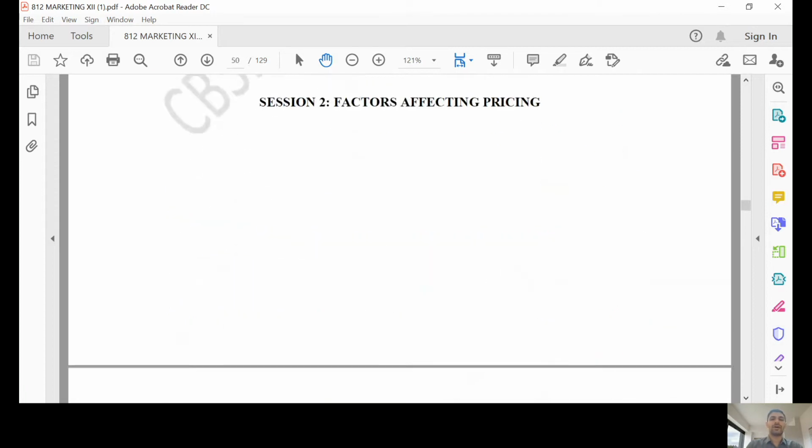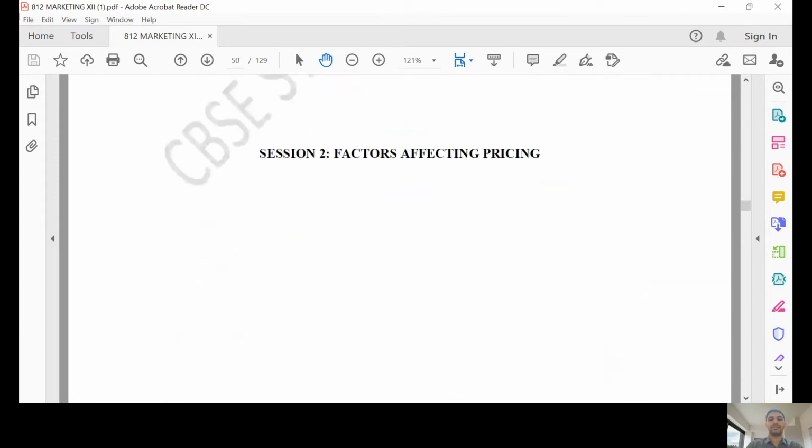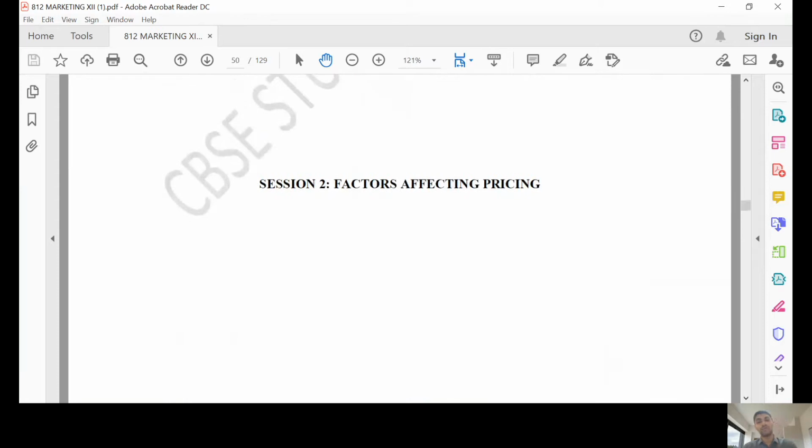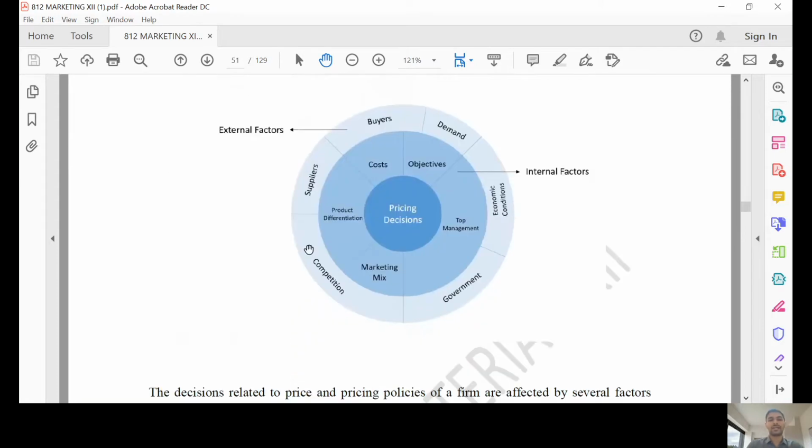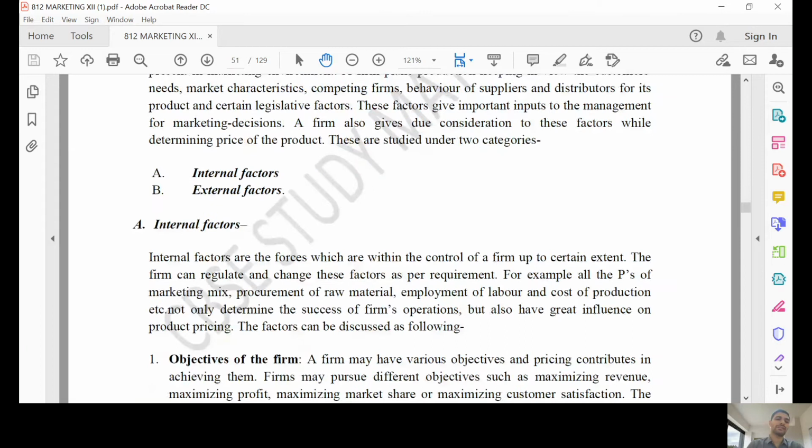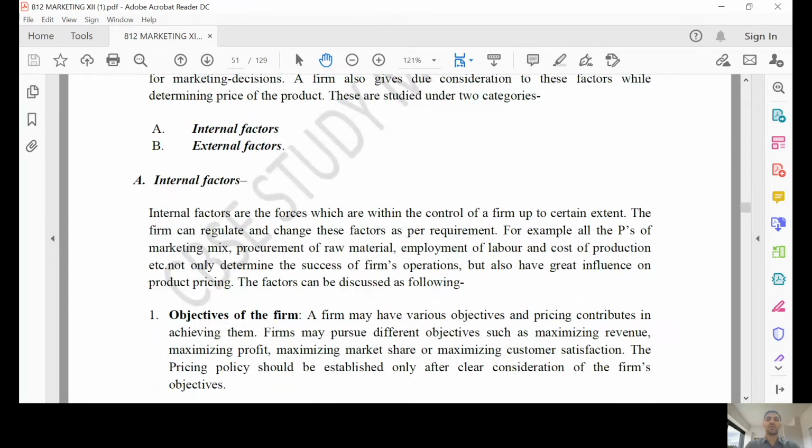Now let us study factors affecting pricing. This thing we have already discussed above. So now we are studying in detail by bifurcating the factors as internal factors as well as external factors. Internal factors are the forces which are within the control of the firm up to a certain extent. Internal factors can be controlled by an organization up to a certain extent. But the external factors are beyond the control of the organization.